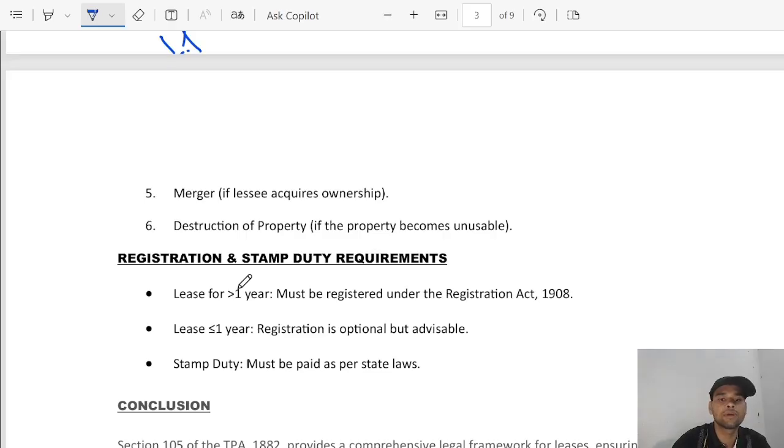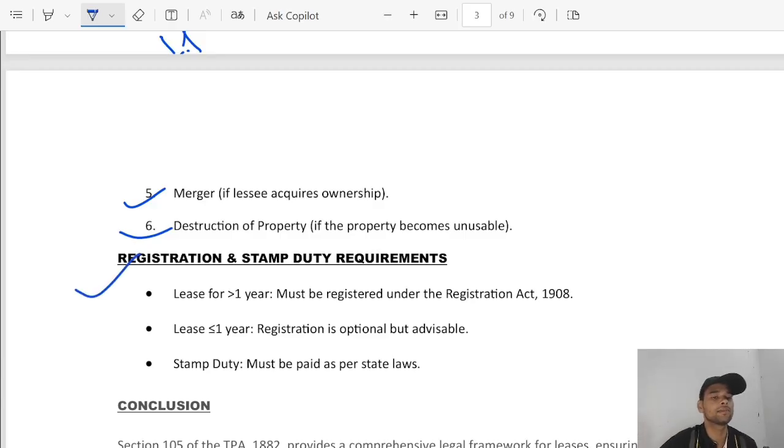Sixth is the destruction of the property. If the property becomes unusable, or if the leased property has been destroyed by any natural calamity or even by the government, then the lease can automatically be terminated.